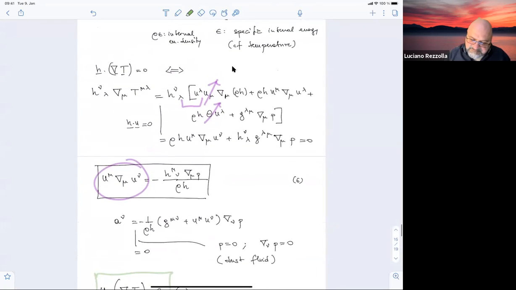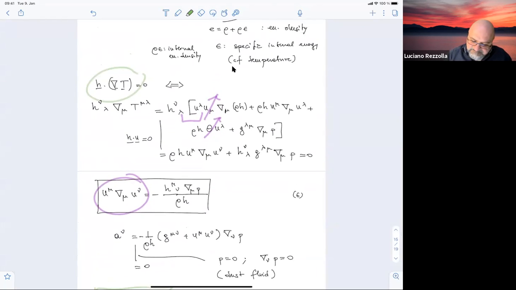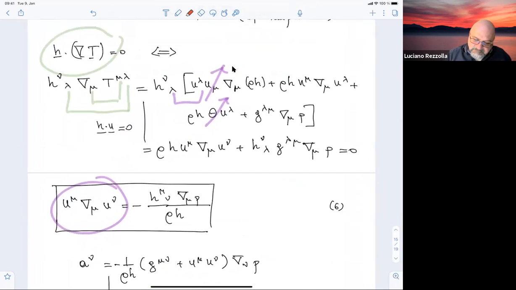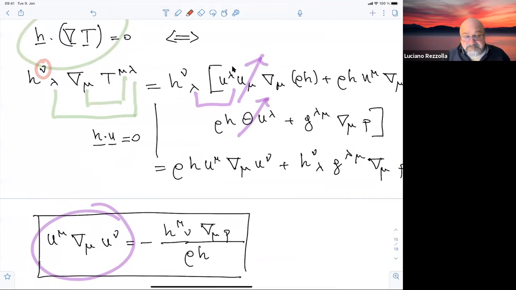So 6 is this guy here, okay? And you have that this index is matched with this index is matched with this index, and so the only free index that you have is this guy here, is nu. And you could say, haha, then it's 4 equations. No, it's not, because H is fully spatial. So you have to think that N can only be 1, 2, or 3. And when you do this, then you have just 3 equations.